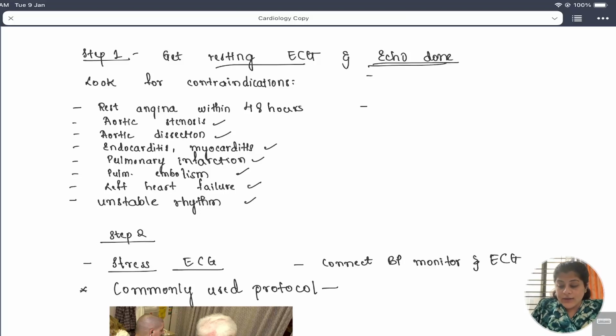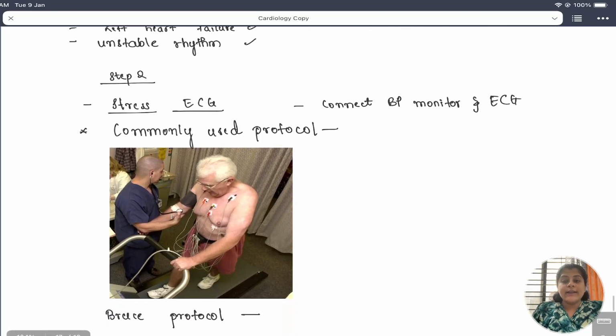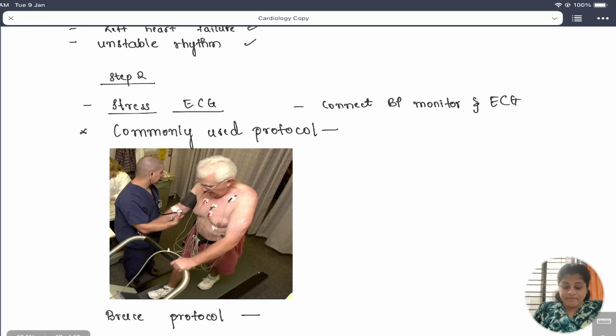And in the echo, you can check for global and regional wall abnormalities. You can also assess LV function. So the first step is to get a resting ECG and echo done and see if there are any contraindications. If there are no contraindications, only then proceed to the treadmill test.